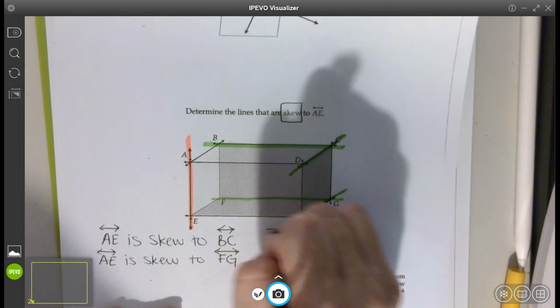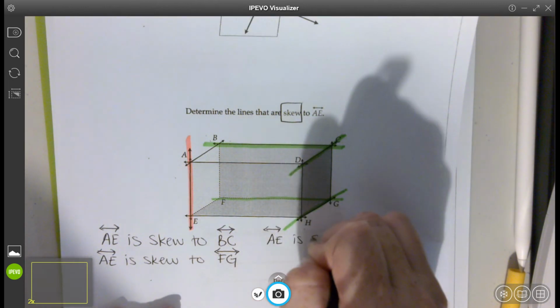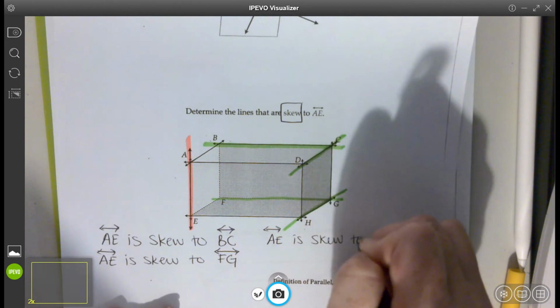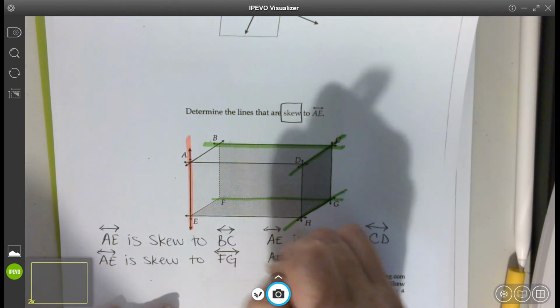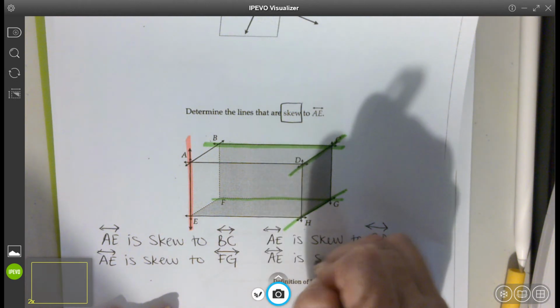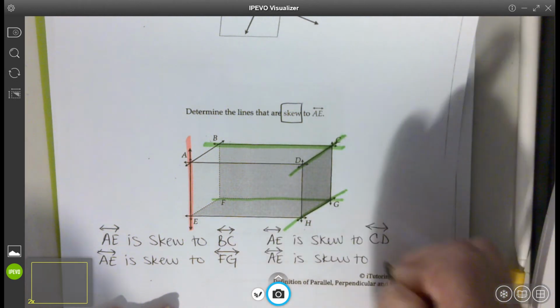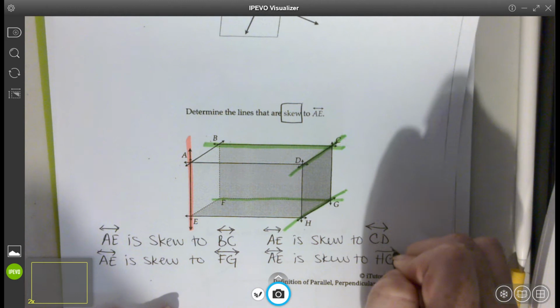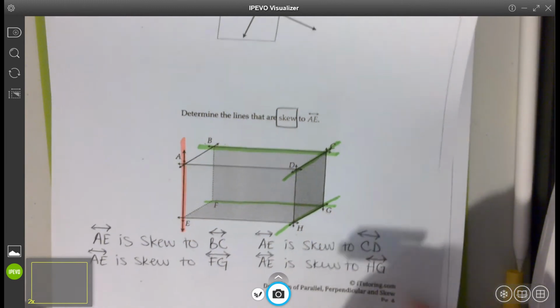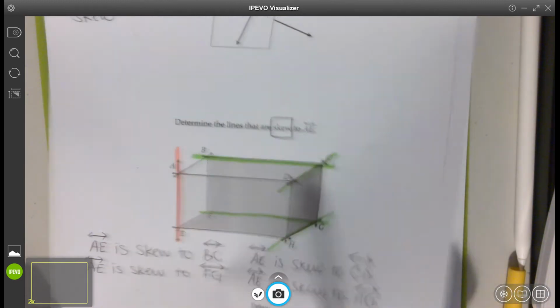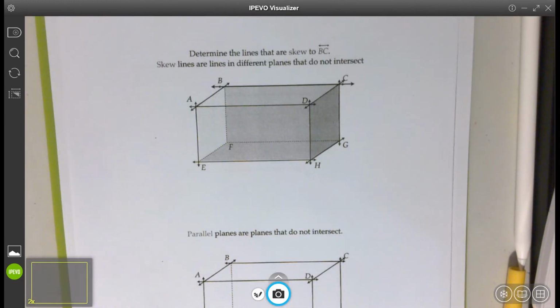So AE is skew to CD, and AE is skew to HG. All right, so we're going to turn our page. I would like you to try the next one on your own, so pause your screen, and then I'll show you my answers.